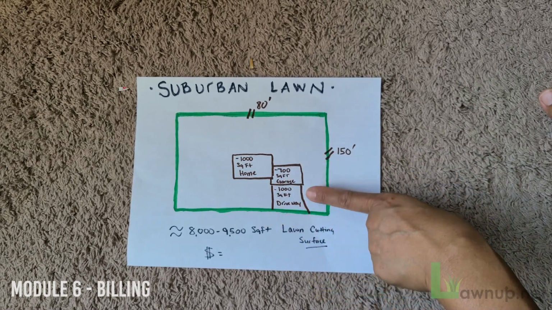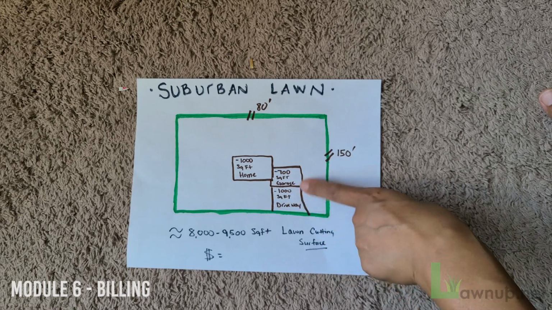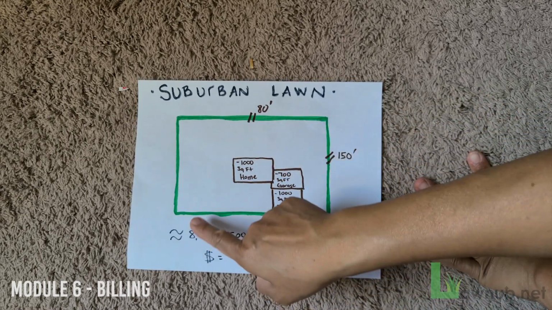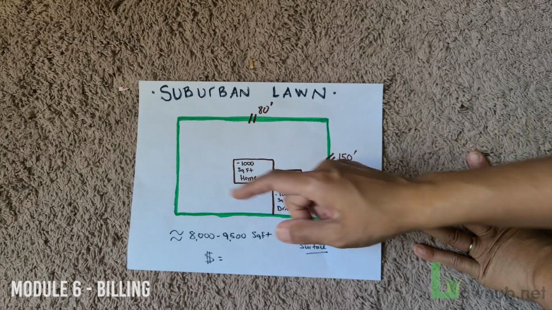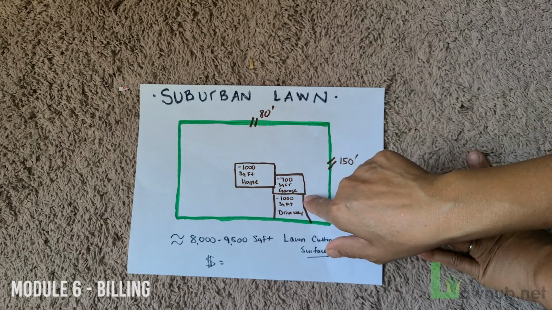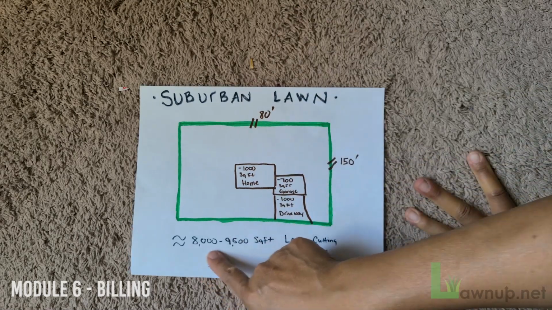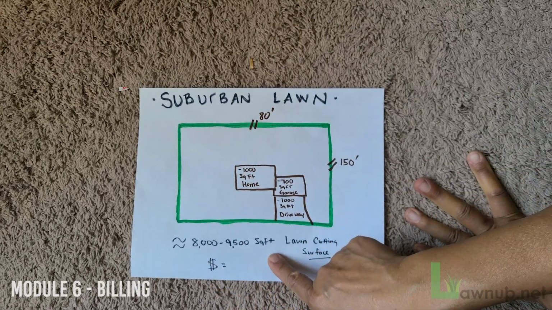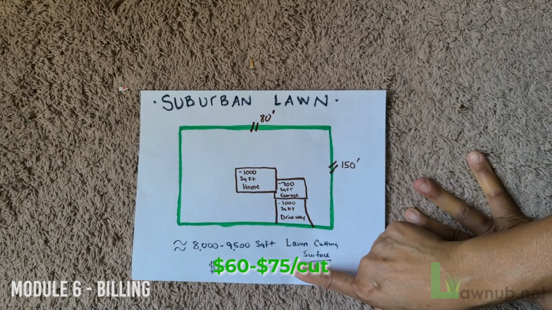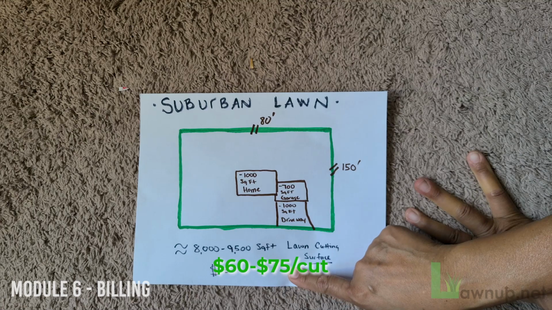Minus, I did 1,000 square feet for the driveway. Sometimes these driveways can be quite big. And take into consideration there could be trees and playground areas and garden beds all here. But I did a rough estimate of 8,000 to 9,500 square feet of lawn cutting surface. And this is about how much would be the going rate for a suburban lawn.